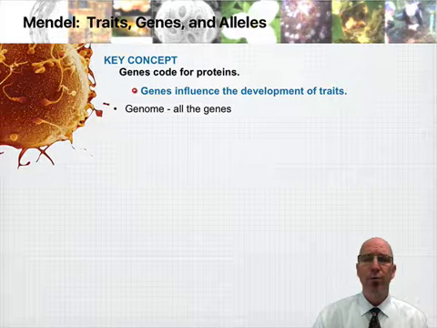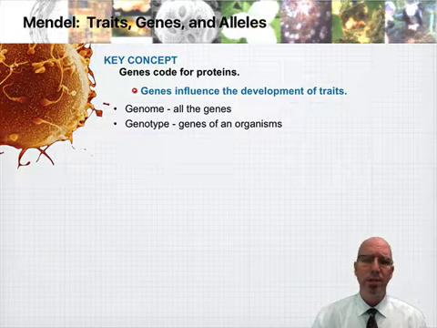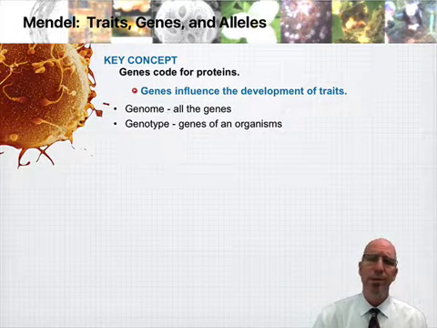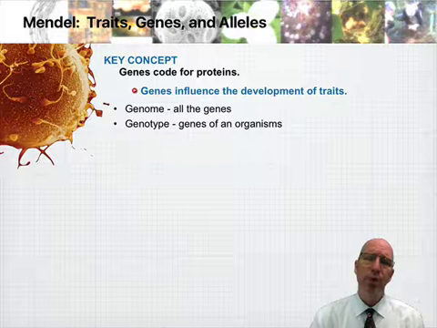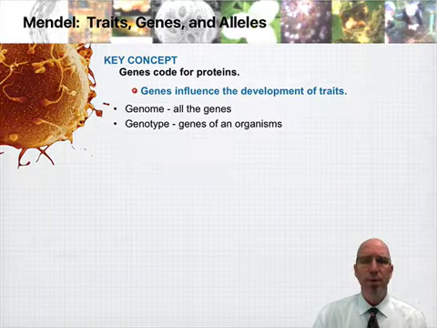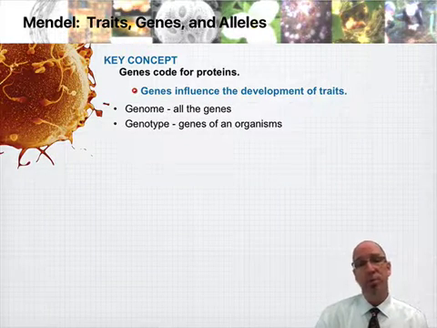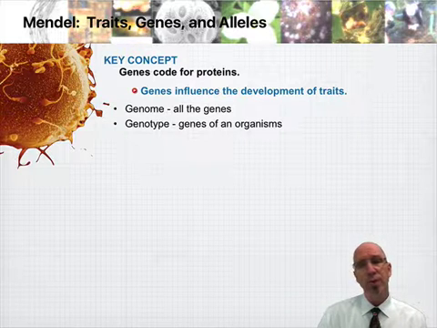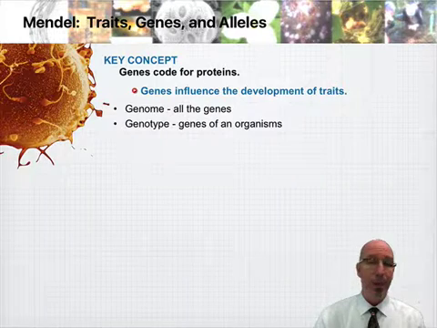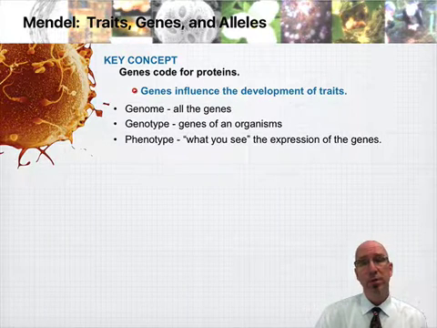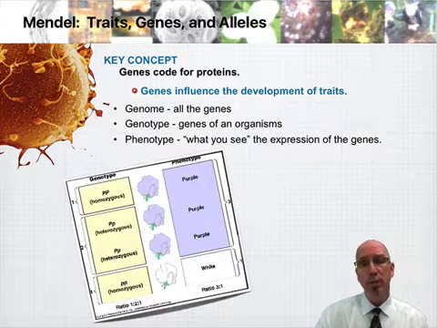So genes code for proteins, and genes do all kinds of things. They influence development of traits. If we talk about an organism's genome, that's all the genes that an organism has. The genotypes, those are the genes of an organism, like big A, big F, little f. Those are the genotypes. The phenotype is what you see.